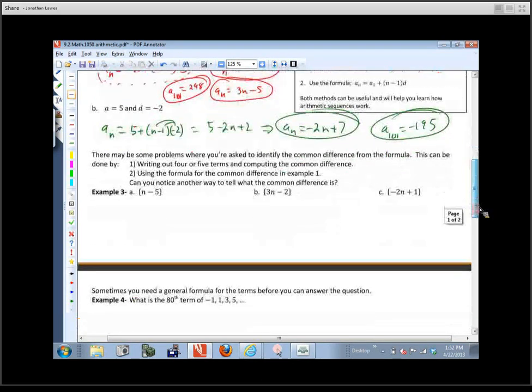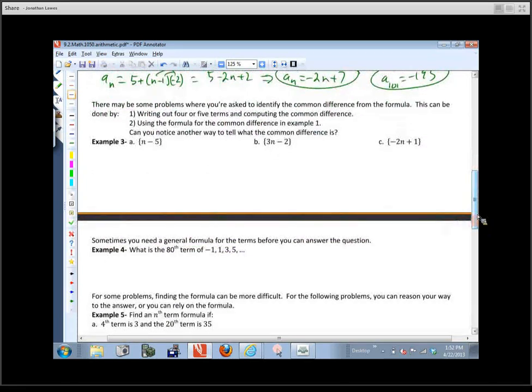Okay, there are a couple problems where you're asked to figure out what the common difference is. You can do this a couple of different ways. You can write out the first couple of terms and just look at it. You can use the formula that we talked about earlier, or you might be able to notice something else. So if I were to write out the first couple of terms, here's a sub 1, a sub 2, a sub 3, a sub 4, a sub 5. Plug in a 1: negative 4, negative 3, negative 2, negative 1, 0. Okay, what's the common difference? How much is it changing every time? We're going from the first one forward. We're adding 1 every time, right? So the common difference is 1.